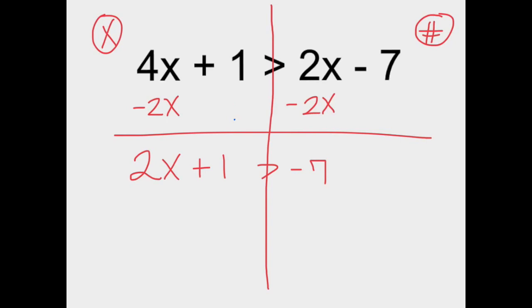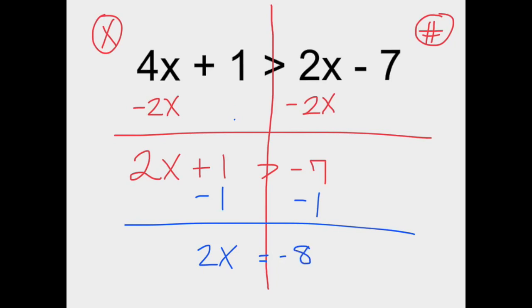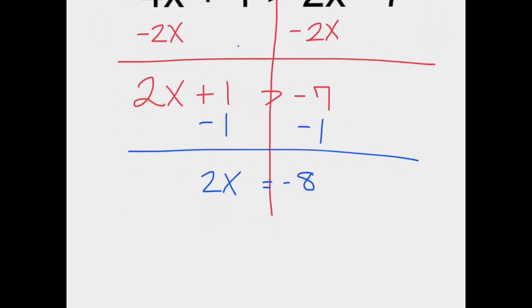So this positive 1 is a spy. I subtract 1. And that gives me 2x equals negative 8. Be careful that negative 7 minus 1 equals negative 8 and not 6 or negative 6. My very last step is to get rid of my BFF. So I divide by 2 on both sides, and x equals negative 4.